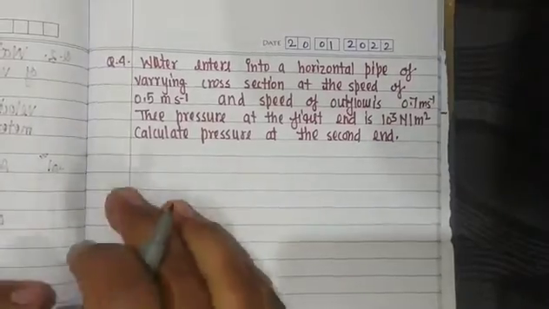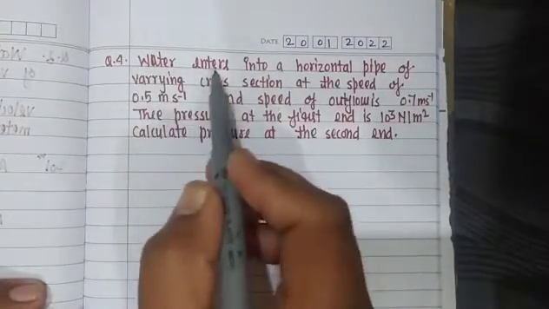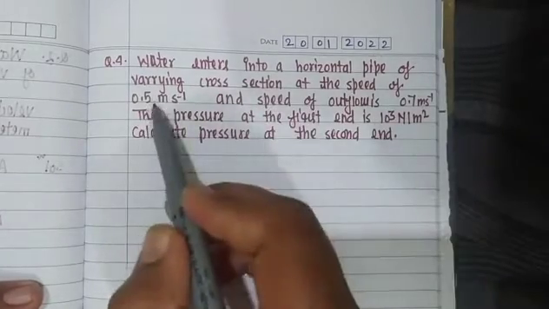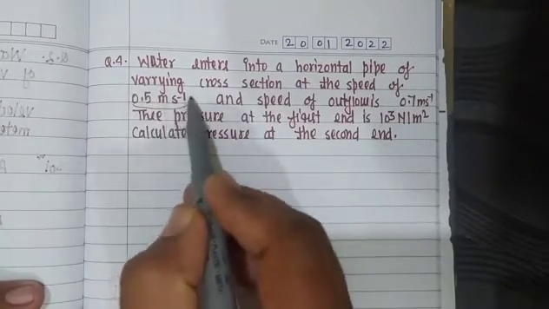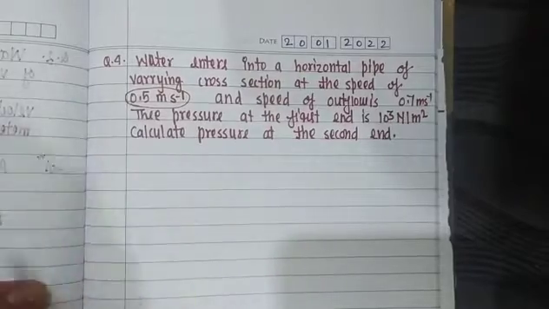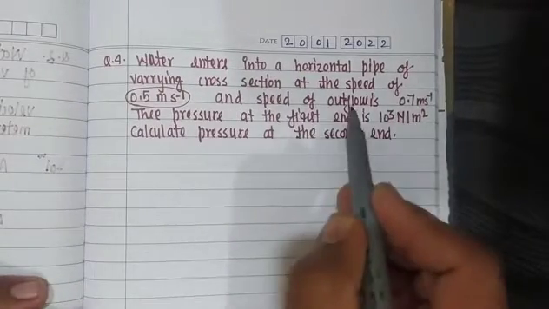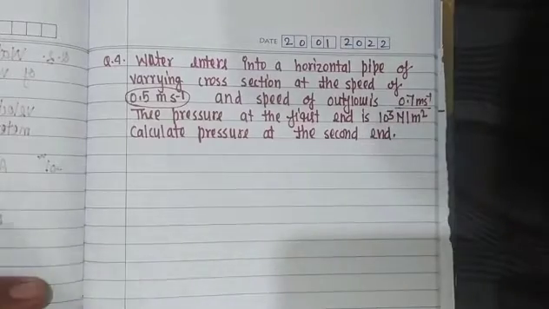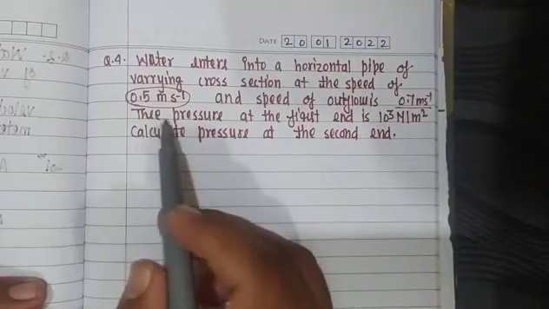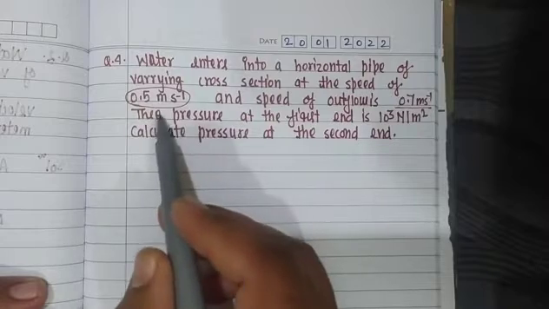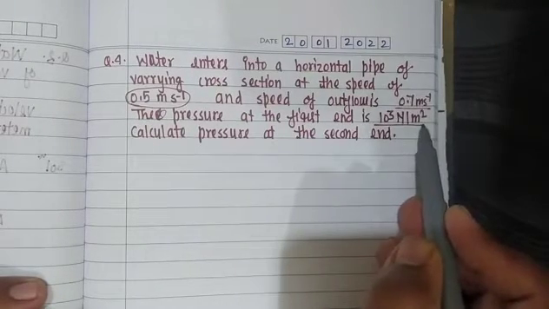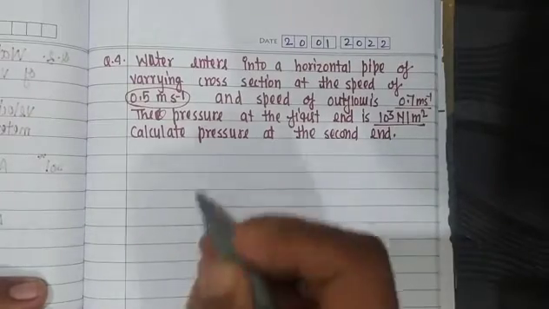Here the fourth question is, water enters into a horizontal pipe of varying cross section at the speed of 0.5 meter per second. This is the velocity with which the liquid gets inside, and speed of outflow is 0.7 meter per second. This is the speed with which the liquid gets outside. The pressure at the first end is 10 raised to the power 3 Newton per meter square. Calculate the pressure at the second end.